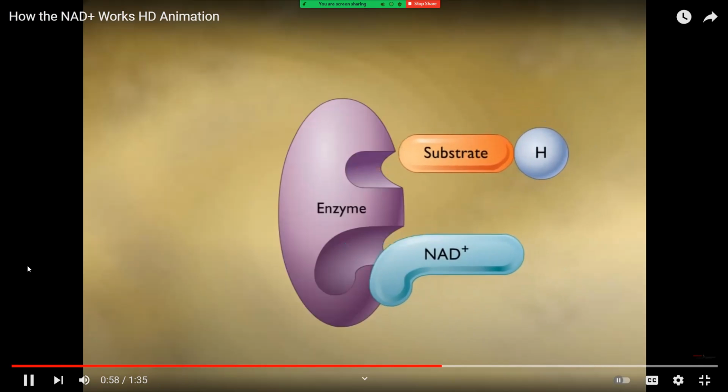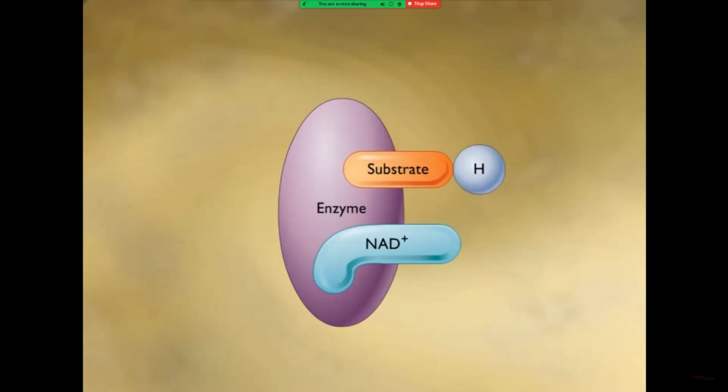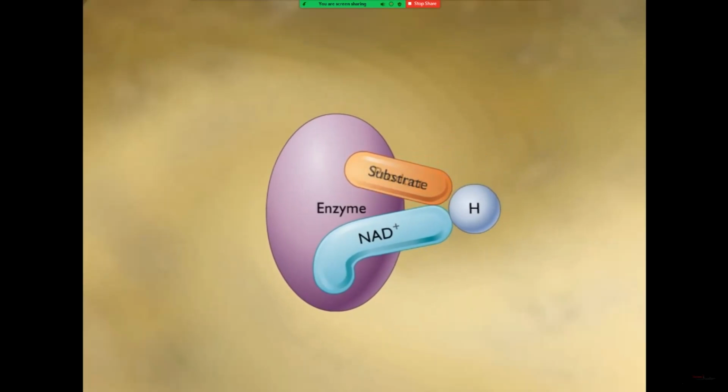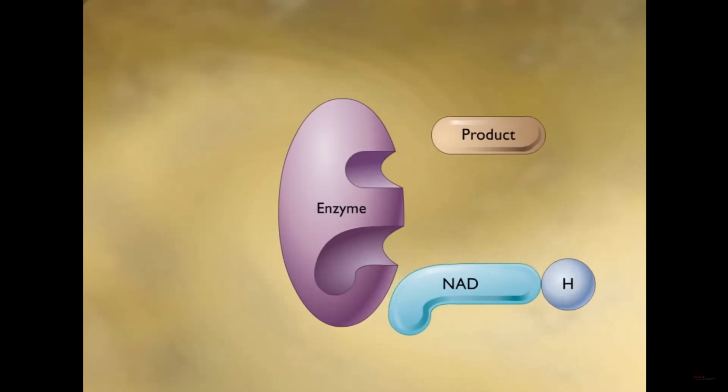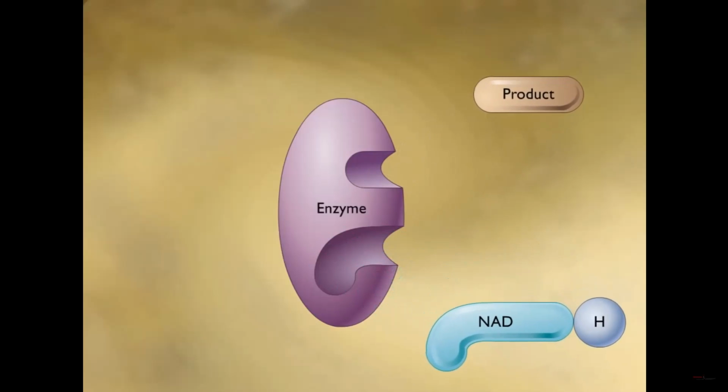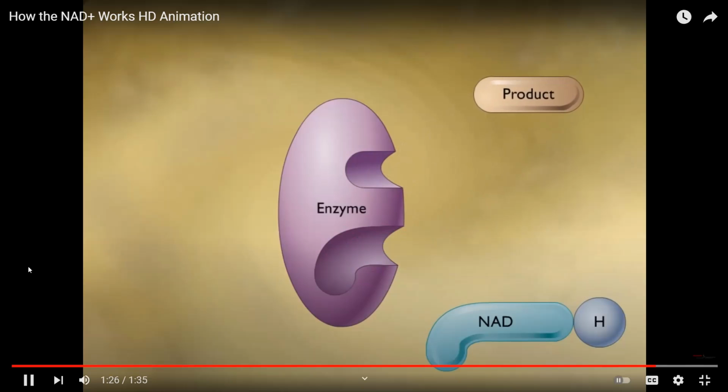Once the substrate and NAD+ are bound with the enzyme, the hydrogen is transferred from the substrate to the NAD+. In other words, the substrate is oxidized, loses the hydrogen, and the NAD+ is reduced to NADH. As with all enzyme-mediated reactions, once the reaction is complete, the products separate from the enzyme and the enzyme can be used again. NADH, a high-energy electron carrier, diffuses away and is available to donate the hydrogen to other molecules.